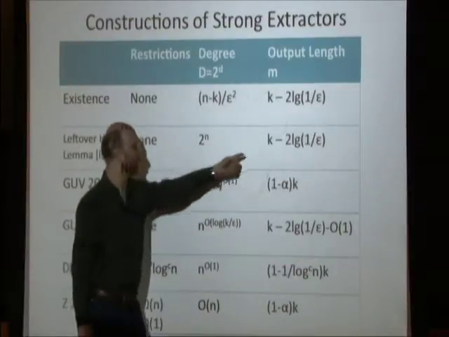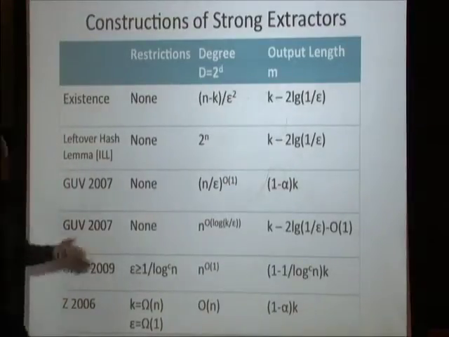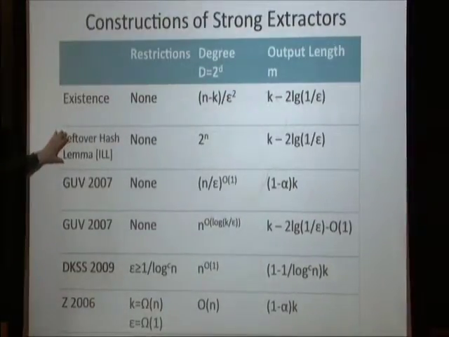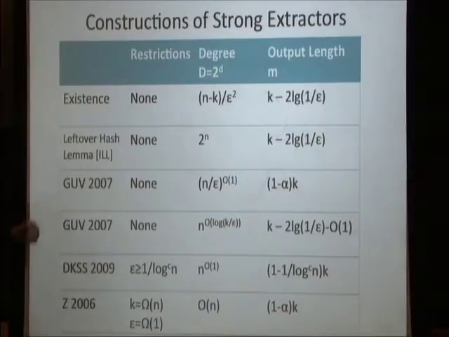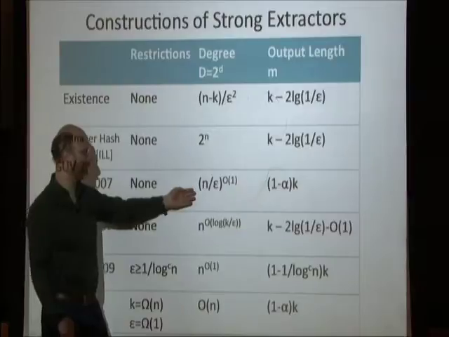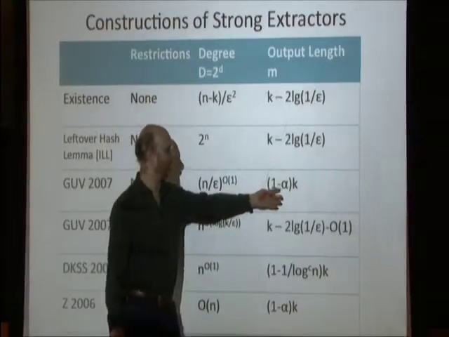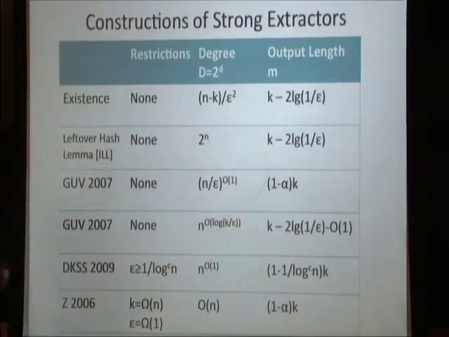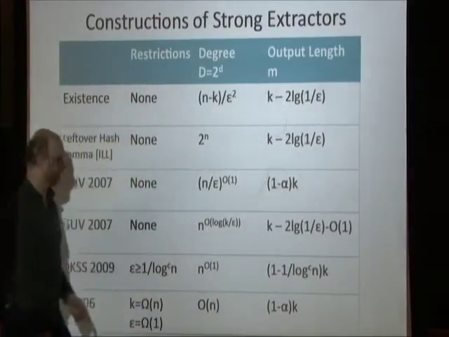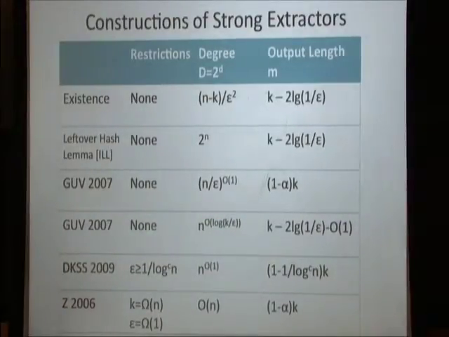The leftover hash lemma allows you to output that many bits if you don't mind quite a large degree. This is pretty old, due to Impagliazzo, Levin, Luby, and Bennett, Brassard, Robert had a similar lemma, which gave them privacy amplification. Then Guruswami, Umans, and Vadhan say, well, we could have just polynomial degree, which is a logarithmic length seed, and output almost all the entropy. Here, alpha is any positive constant. If you want to output all the entropy, you can have a slightly bigger seed, say a log squared n length seed.